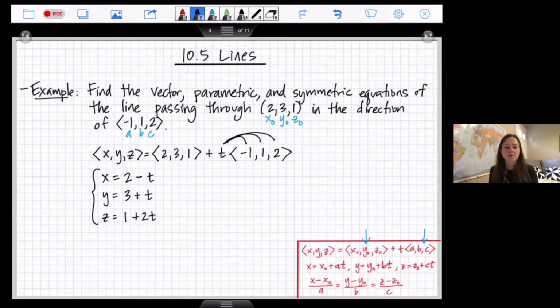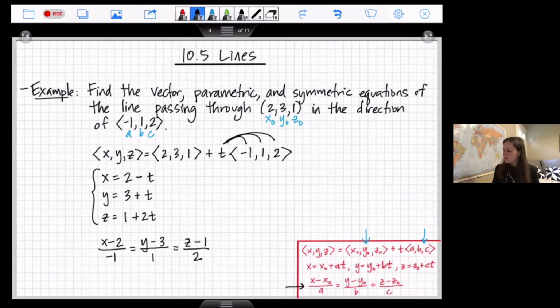And then the symmetric equations, you are doing this bit down here. This is solving the parametric equations for t and setting them equal to each other, or you can just kind of plug straight in. X minus x naught divided by a equals y minus y naught, which was 3, divided by b, which was 1, and then z minus z naught, which was 1, divided by c, which was 2.